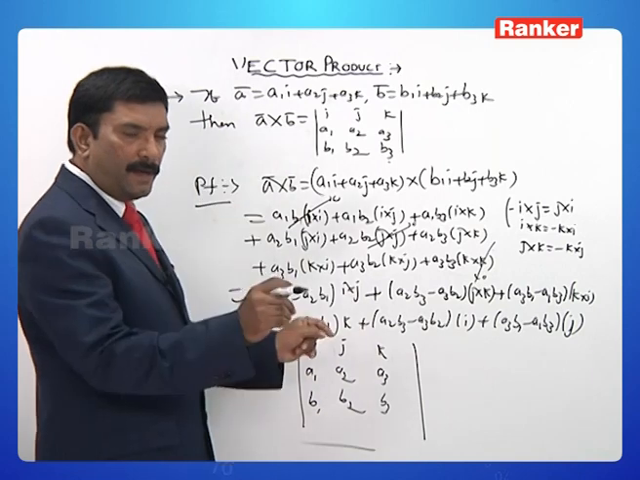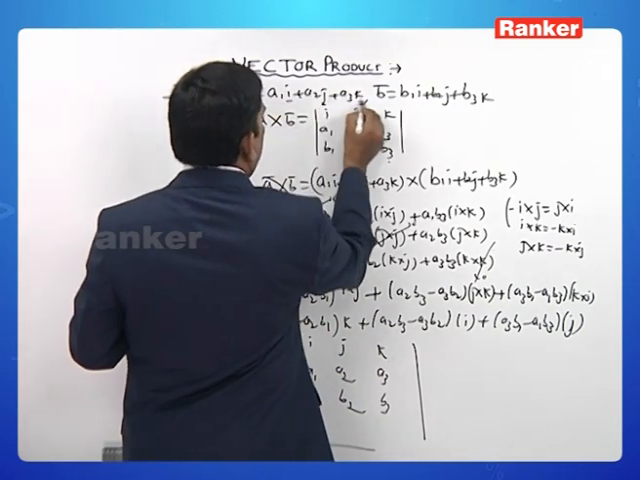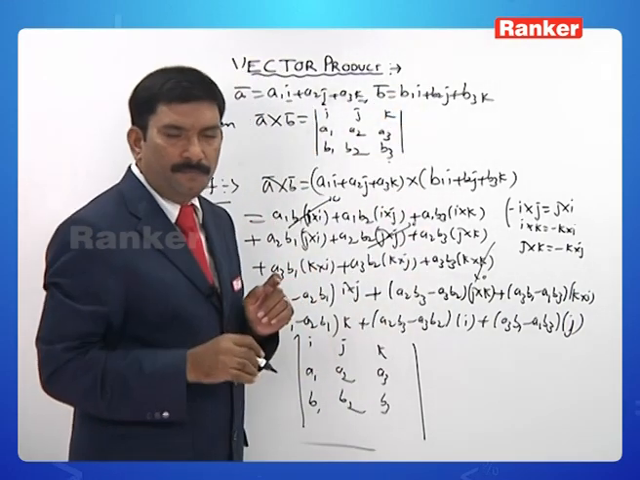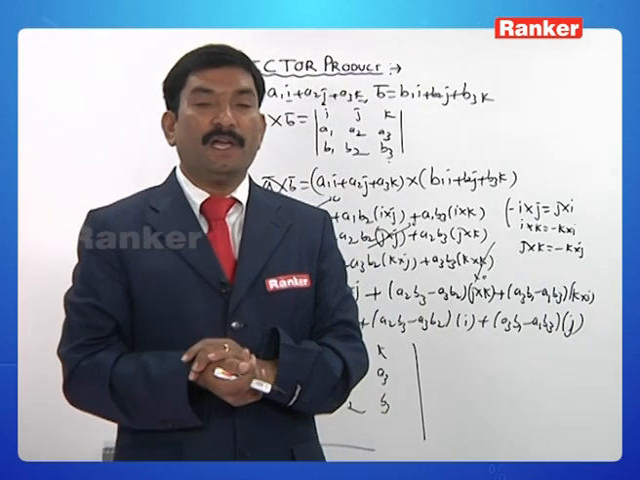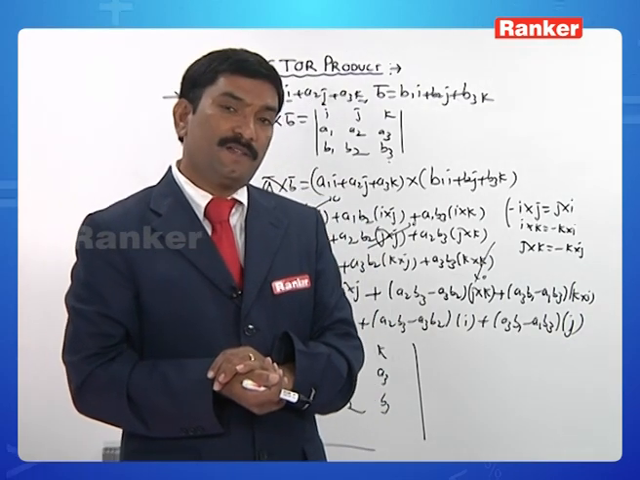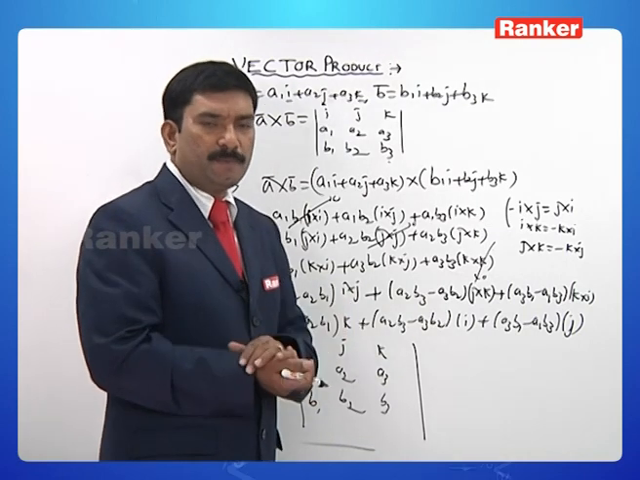This is valid when the base vectors are i j k. If it is other than i j k, this expansion, this value of the determinant, is not valid. You have to go by either this way or in another way. I'll explain to you.